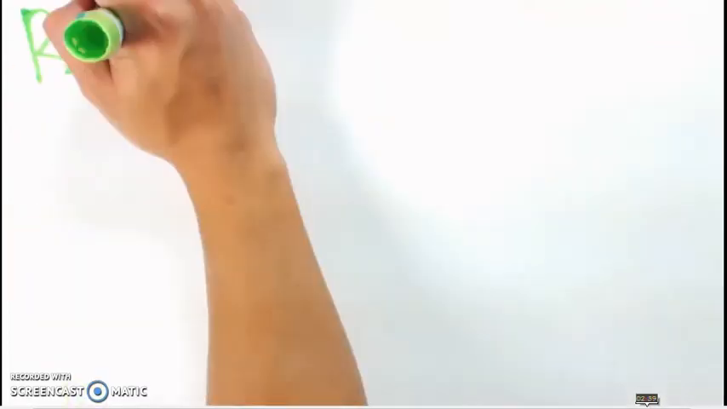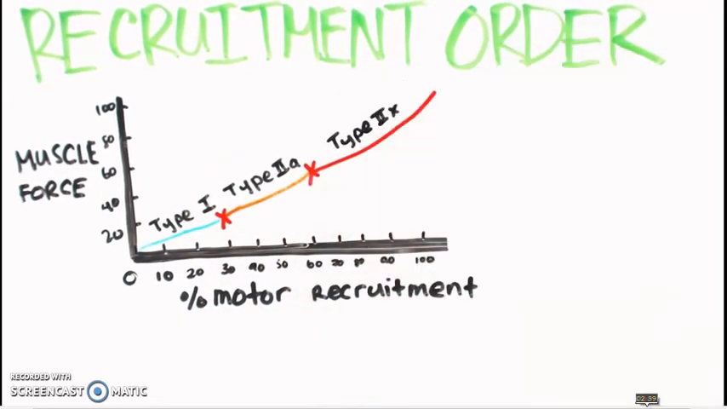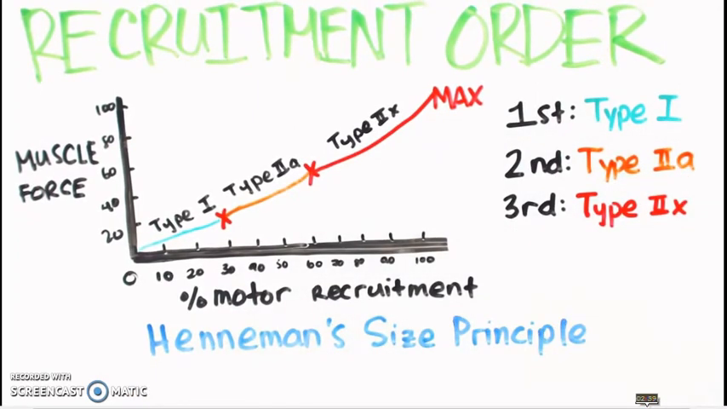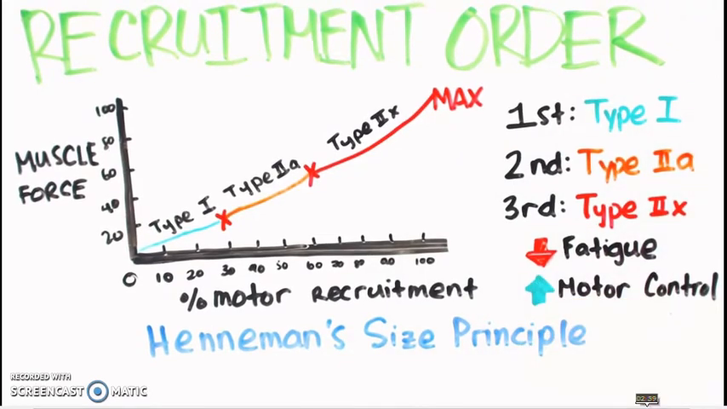For any activity, your muscles follow a certain recruiting order. The slow twitch, low force, fatigue-resistant type 1 fibers are always activated first. When type 1 fibers are maxed out, type 2A fibers are activated, and then after those are maxed out, type 2X fibers are activated. This order, known as Henneman's size principle, helps minimize muscle fatigue and allows precise motor control by using no more than the force necessary to complete a movement.